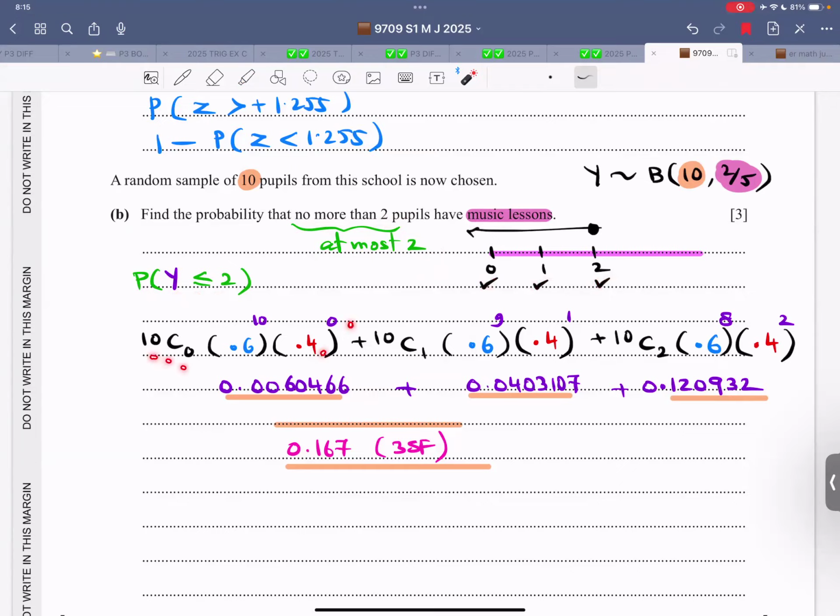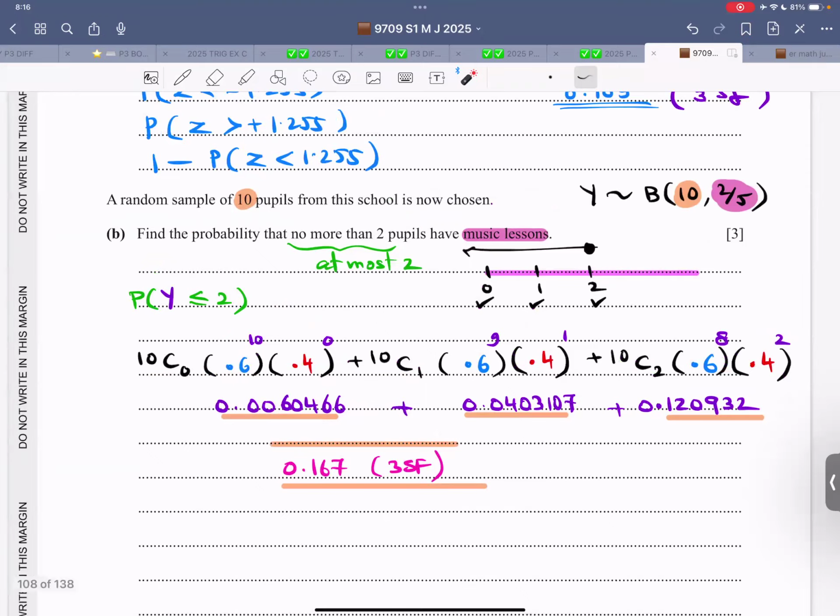10C0, success raised to the power of 0, failure raised to the power of 10. 10C1, success raised to the power of 1, failure raised to the power of 9. 10C2, success raised to the power of 2, failure raised to the power of 8. We calculate this, this, and this, and add it all up. This is the answer that you get. So now this one is also done.